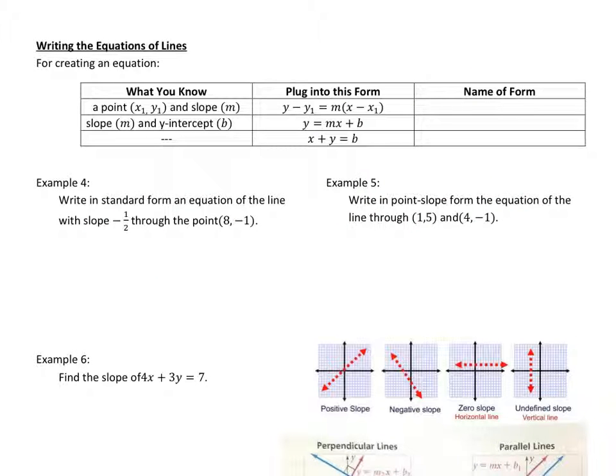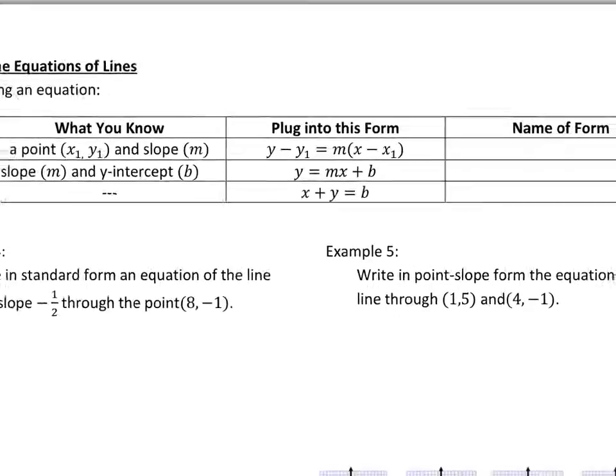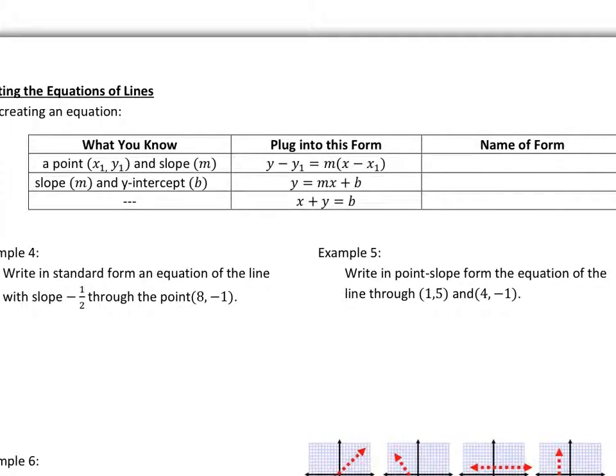Okay, with the rest of the notes, we're going to use everything we've done together to figure out equations of lines. This little chart is like a cheat sheet. It tells you, whatever you're given, what to do with it. So if you're given a point and a slope, plug it into this equation. If you're given a slope and a y-intercept, plug it into this one. The one that you put the point and the slope into is called point-slope form.